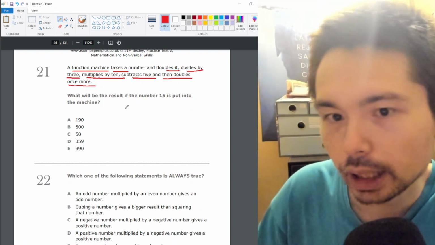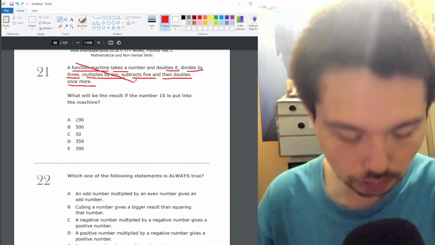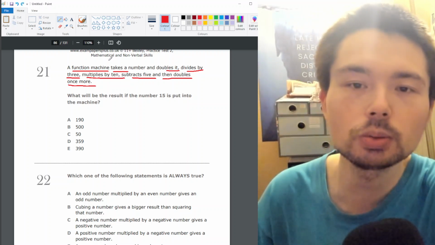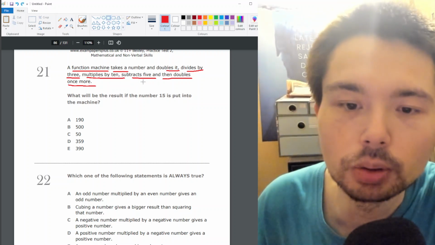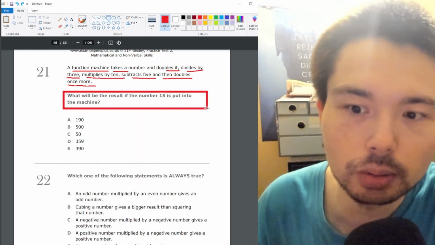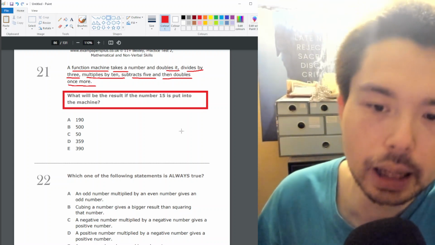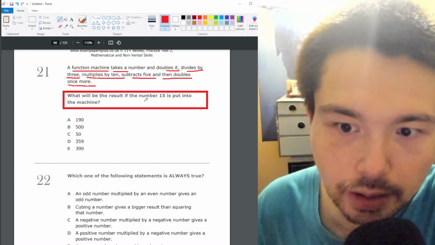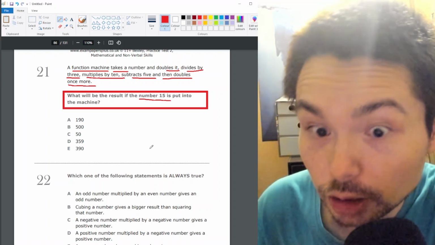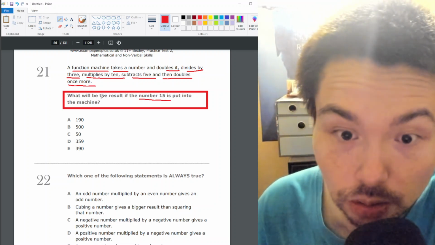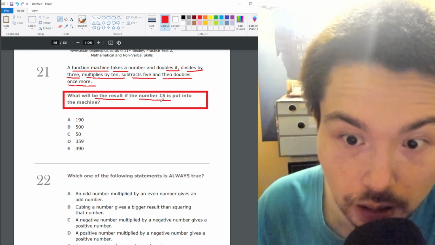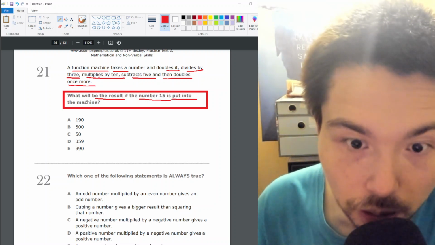With these questions, I actually ignore all the information. What's he talking about? Why is William ignoring all the info? You need to go straight for the question, because then you find out what actually matters. You see the number 15 that they give us. You need to find out, what do we do with it? What will the result be if the number 15 is put into the machine?